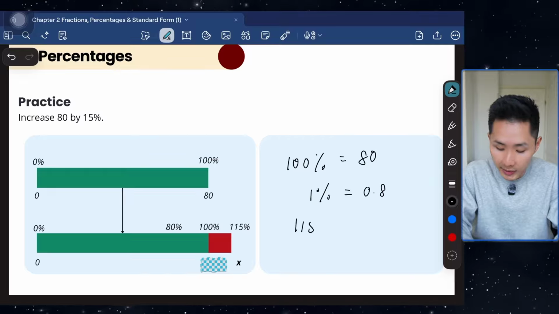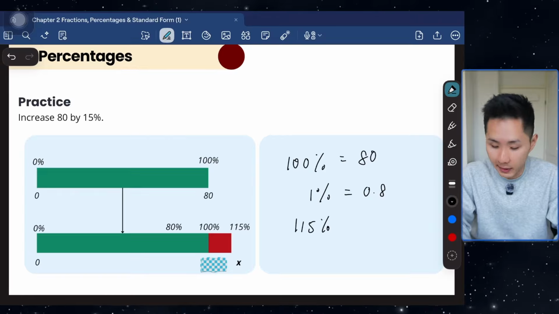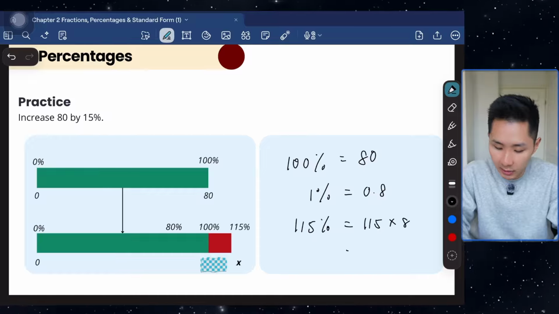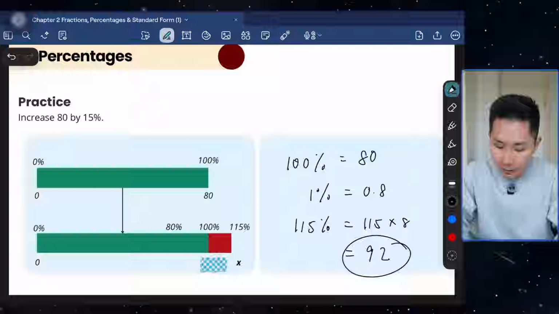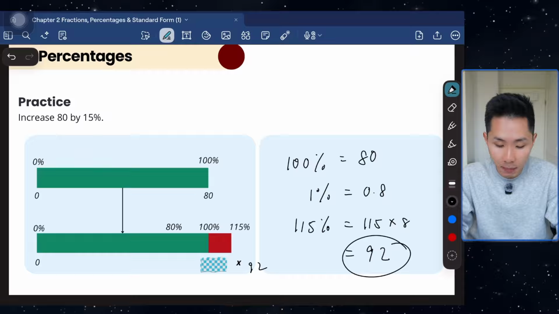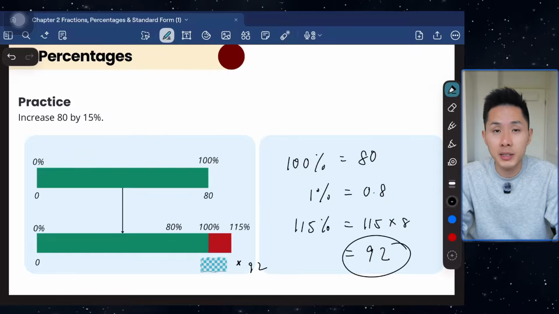So what is the final value if it's 115%? So we can do 115 multiplied by 0.8. So if you were to plug everything into the calculator, you'll get 92. And that will be the final value after the increment. So having this bar model helps you to visualize the increment and decrement better.